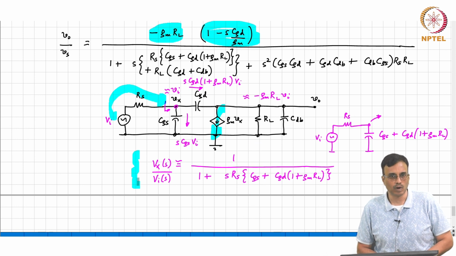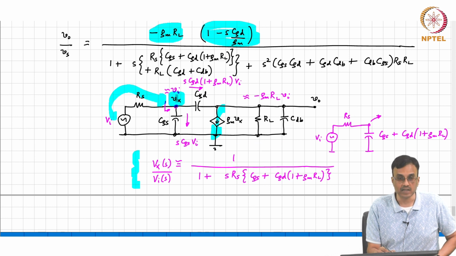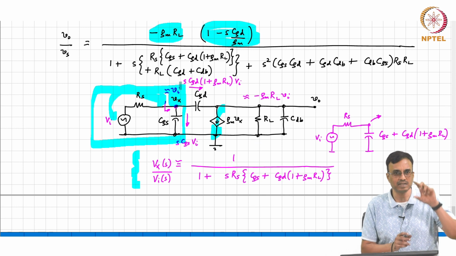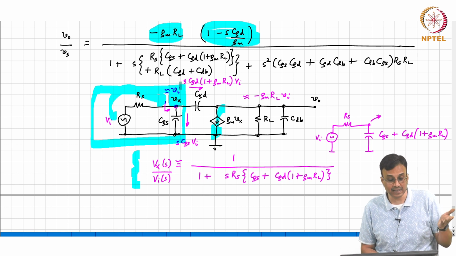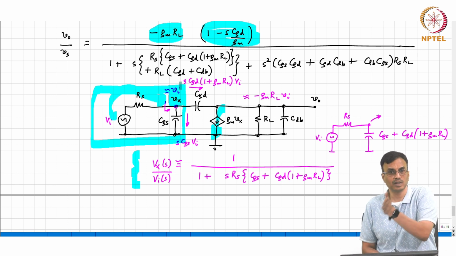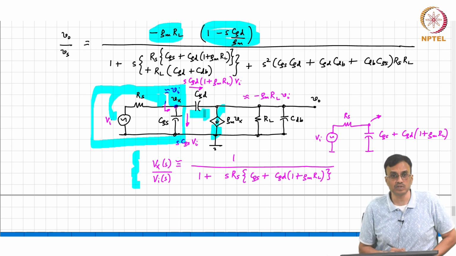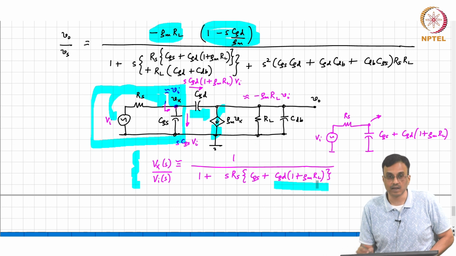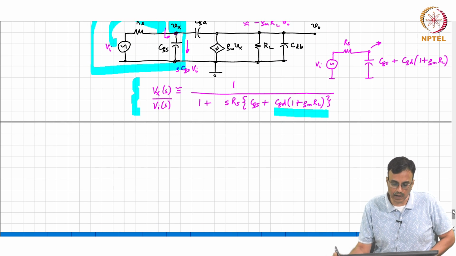Is that clear? If you have a network, if you know this voltage, you can remove the entire portion to the left and replace it by a voltage source Vx, correct? And that's a voltage source. So, the fact that you are drawing current from that voltage source does not affect the transfer function from Vx to Vo, right? And we have already accounted for the current flowing through CGD. That's already coming in here. Is this clear?